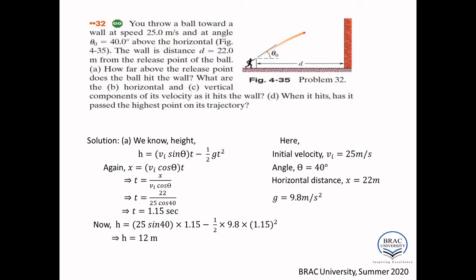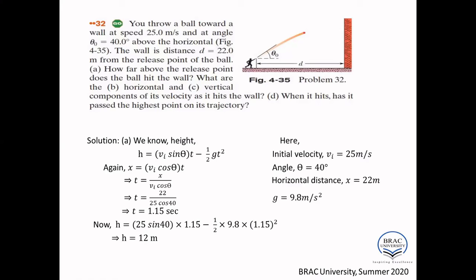Now in the given values here, initial velocity is vi equal to 25 meter per second, angle theta equal to 40 degree, horizontal distance x equal to 22 meter, and acceleration due to gravity we consider constant 9.8 meter per second square. Okay. Now first one, we need to calculate the height. So we know that height h is equal to vi sine theta into t minus half g t square. So here, if we put the values, we know vi and also theta and also g, but we don't know the time taken to hit the wall. Okay, so we have to calculate the time first.